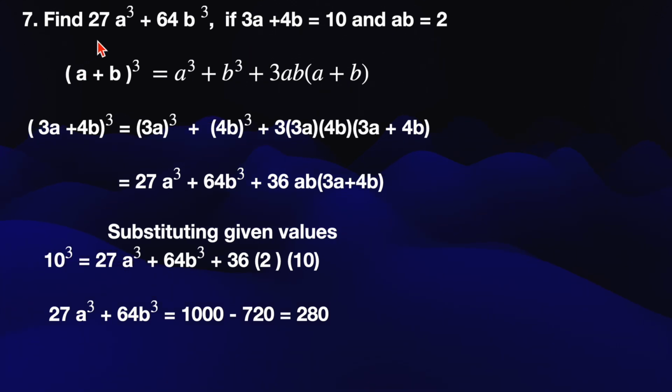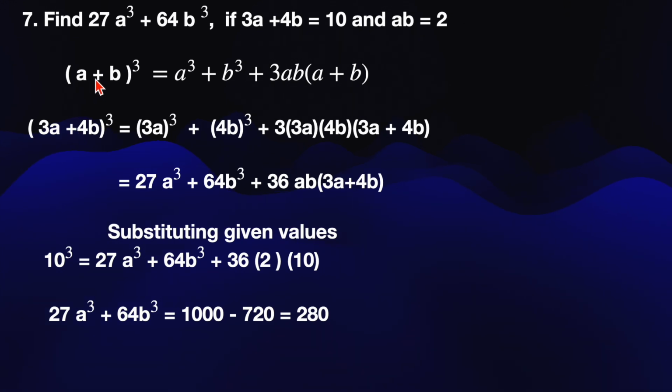Question 7. Find 27a cube plus 64b cube if 3a plus 4b is equal to 10 and ab is equal to 2. Okay. So here this is a general formula. Now substitute this a as 3a and b as 4b. So be careful because both the values are a only. So don't make any mistake here.